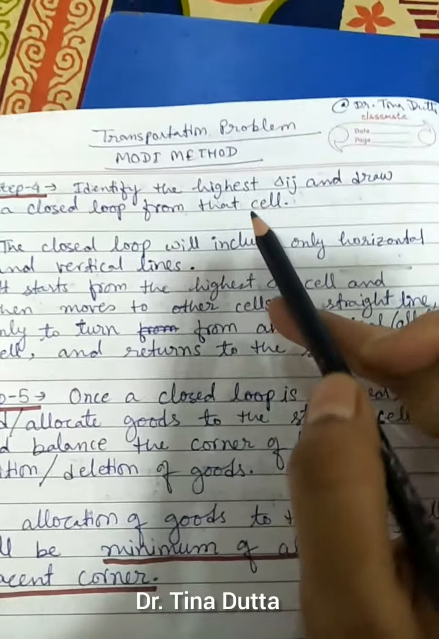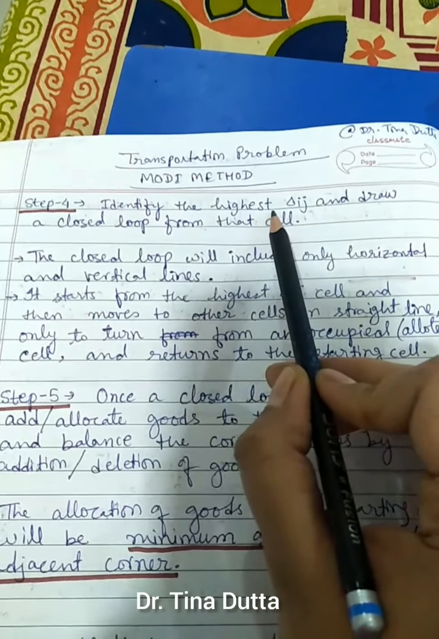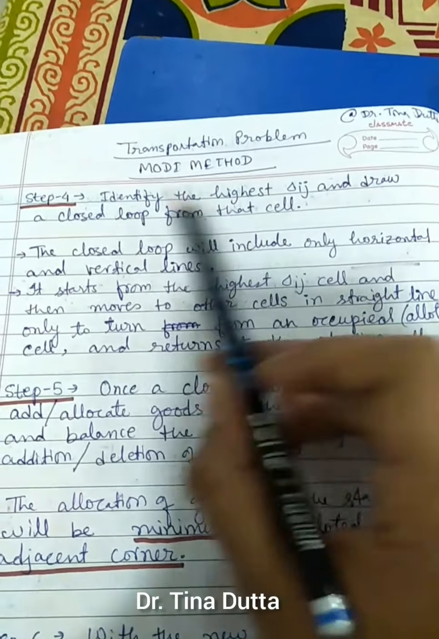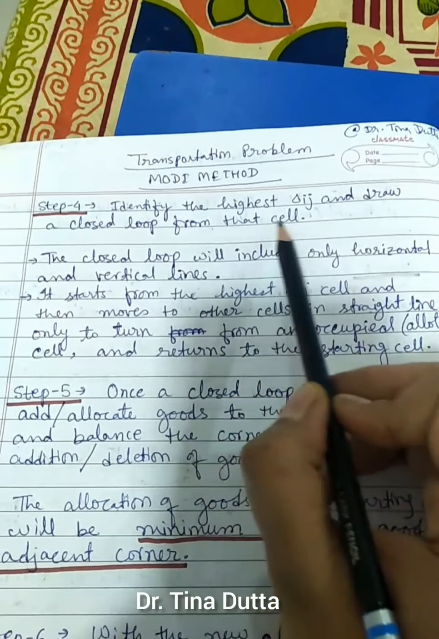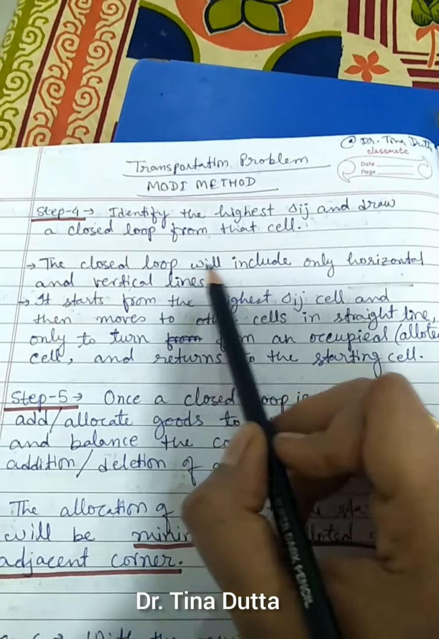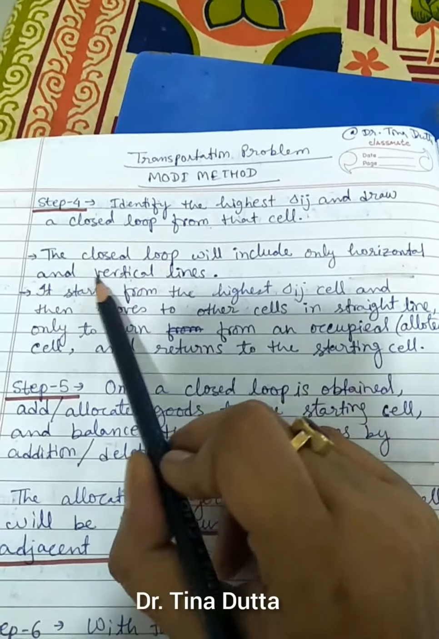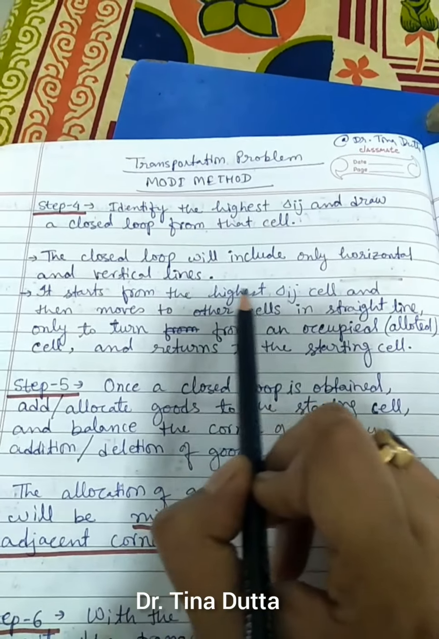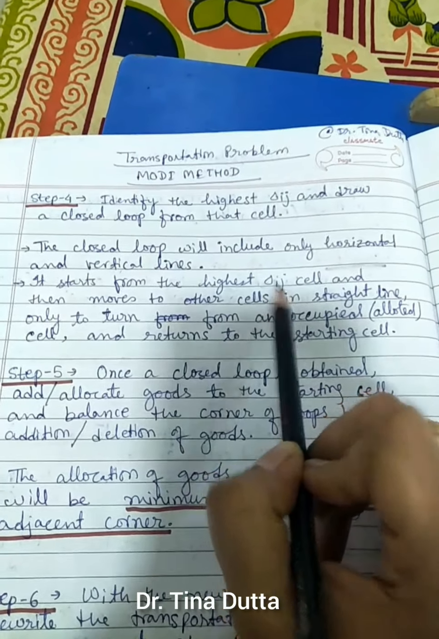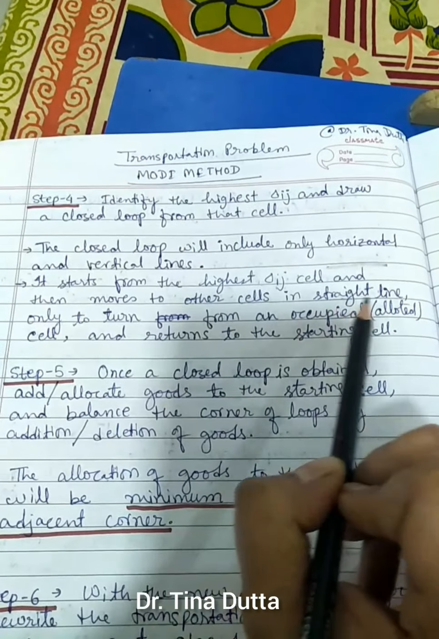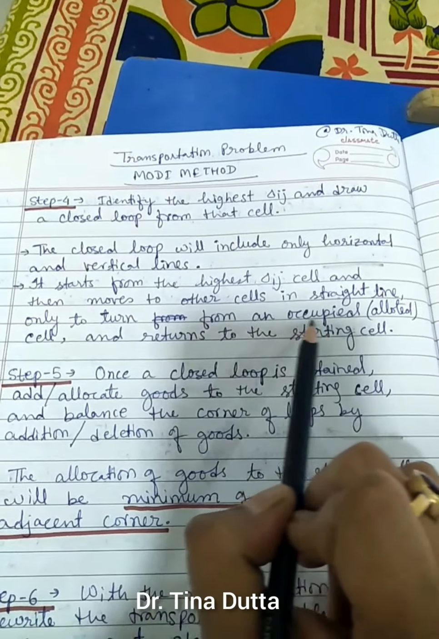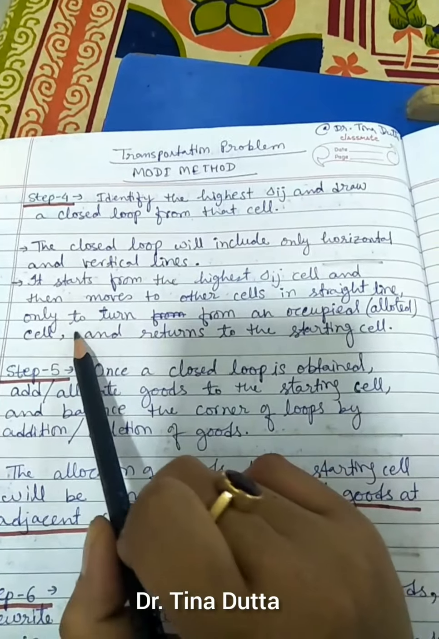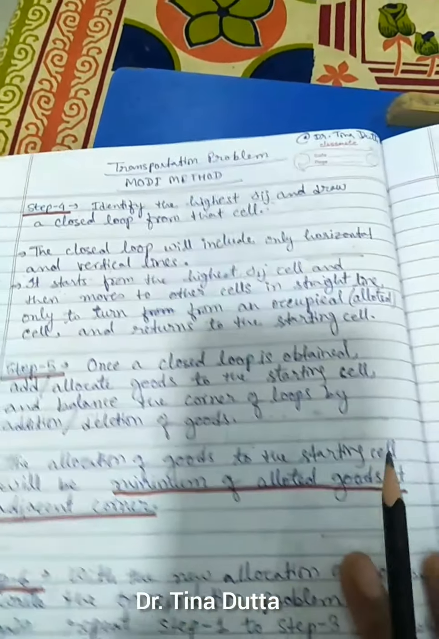Step 4 says to identify the highest delta ij and draw a closed loop from that cell. The closed loop will include only horizontal and vertical lines. It starts from the highest delta ij cell and then moves to other cells in a straight line only, to turn from an occupied or allotted cell, and then returns to the starting cell. So what does this mean?